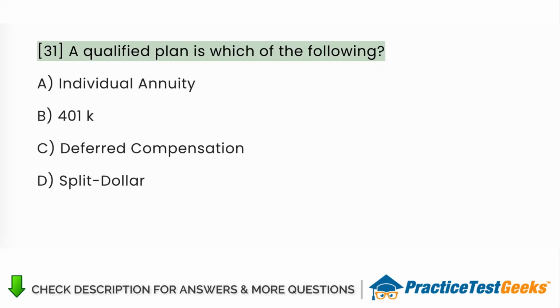A qualified plan is which of the following? A. Individual annuity. B. 401k. C. Deferred compensation. D. Split dollar.